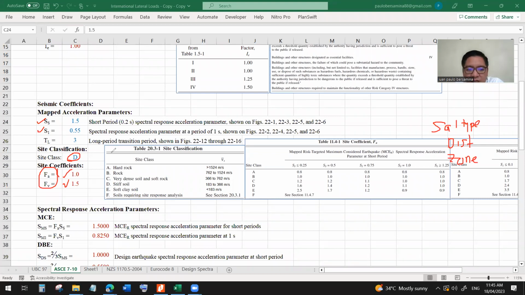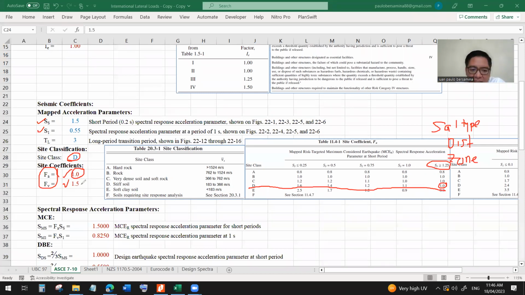So, makikita nyo, for example, SS is 1.5. Ito siya. Greater than 1.25. Tapos, soil type D. So, ang FA natin ay 1 also. Parang wala nang bago. So, 1.0. Wala nang bago kasi i-multiply yan later on sa SS. 1 times 1.5 is still 1.5.